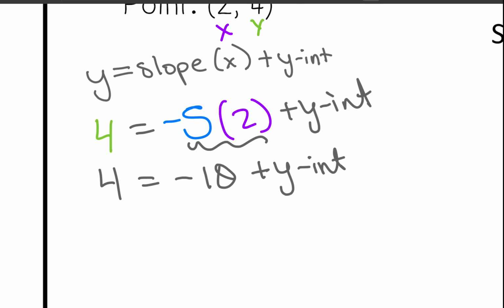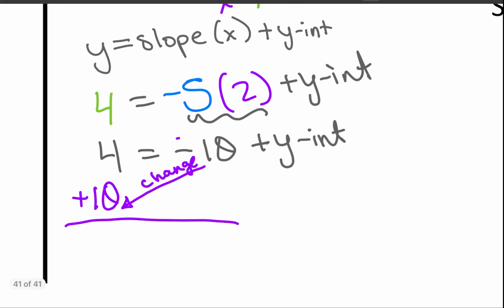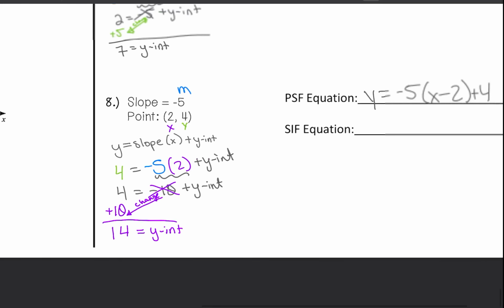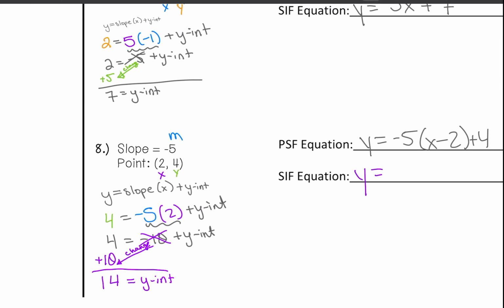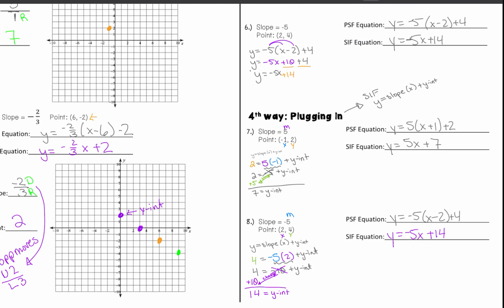Well, to figure out the y-intercept, we have to make 10 go to the dark side, and when someone goes to the dark side, they change, and it becomes a positive 10. Now, if he changes, he's no longer on the other side. All we're left with is the y-intercept, and then 4 plus 10 is 14. We now know our y-intercept, so we can write our slope-intercept form, which is y equals negative 5x plus 14. And again, this is the same problem as number 6 here, and we got the same answer plugging in.